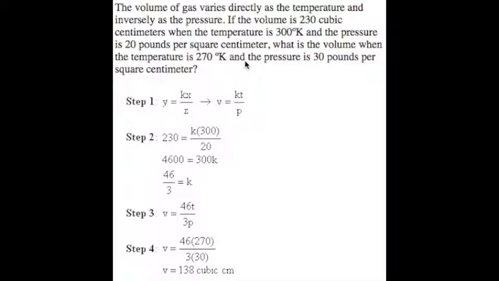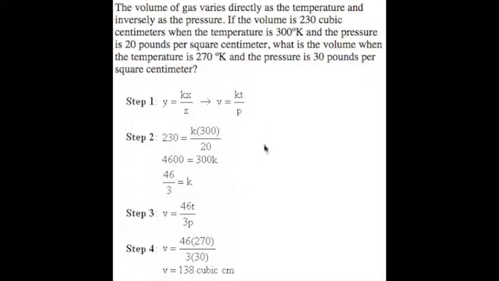So then we're just going to plug in our variables from the question. And in this case, we've got a volume of 230 cubic centimeters, a temperature of 300 degrees Kelvin, and a pressure of 20 pounds per square centimeter. So we plug it all in, solve for k using our basic algebra, and we're done. So then we plug that back in to our original equation. We've got V equals 46T over 3P.